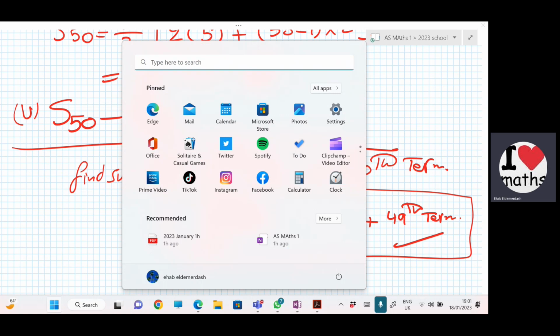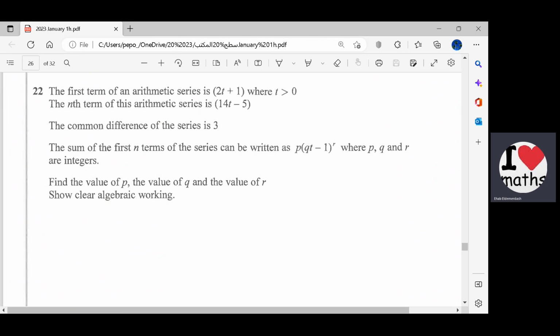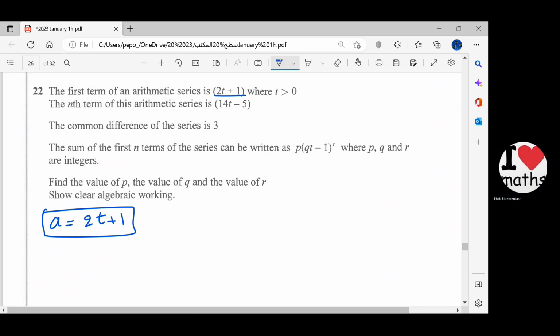Just give me 5 minutes, we will answer this question, then I will close the session. The first term of an arithmetic series is 2t plus 1. So he gives me the first term as 2t plus 1, so I have to translate it. A is equal to 2t plus 1. This is my first thing. And t is greater than 0, it is not 0.